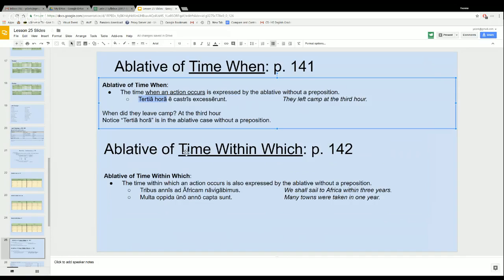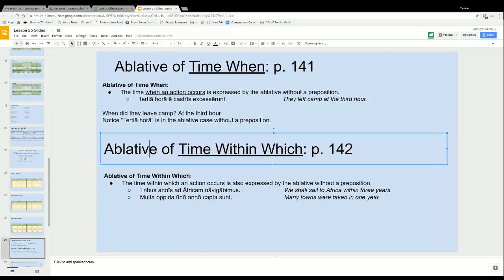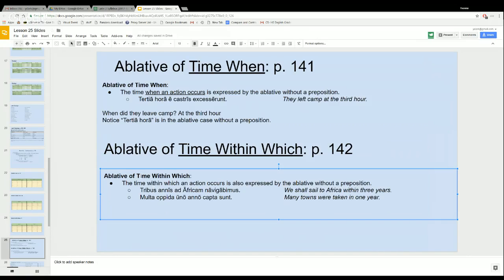Okay, so if you see anything to do with time, obviously hora, that's time, and tertia, 3rd hour, what case must it be? Ablative, and no preposition. There's my clue. That's time when. Now, let's look over any questions there before I move on to within which. No questions. All right, good. You guys are so smart.